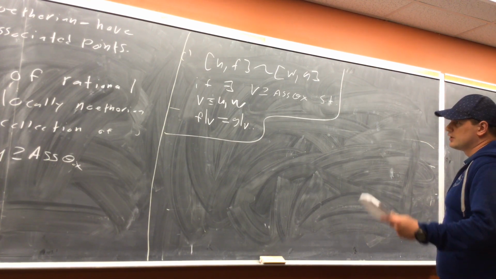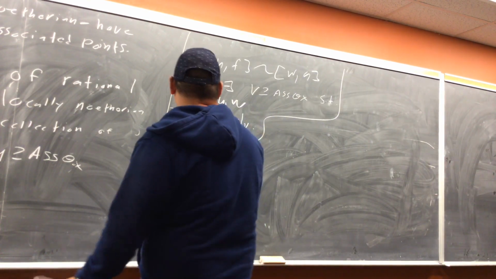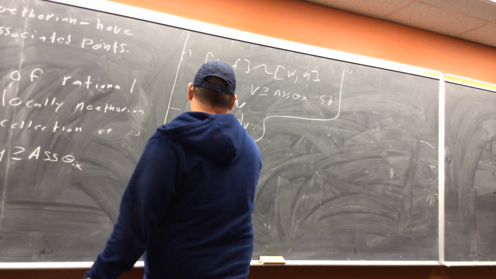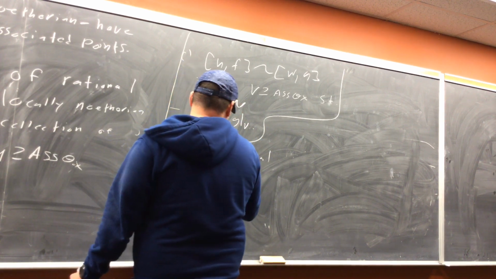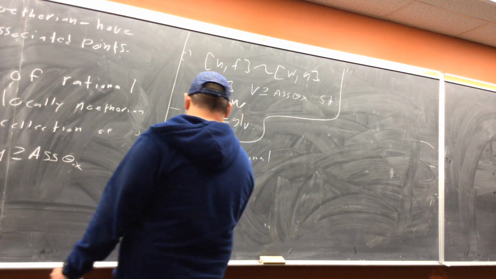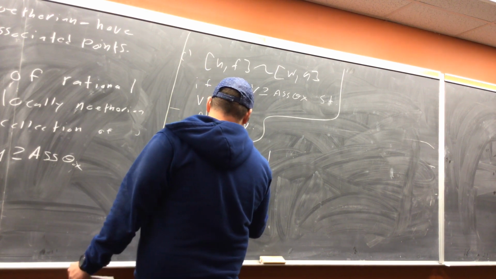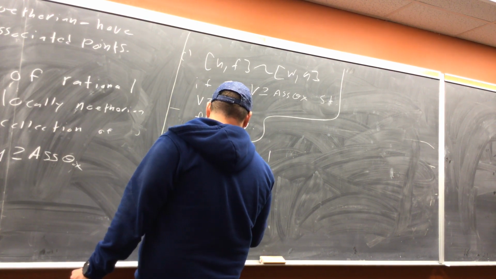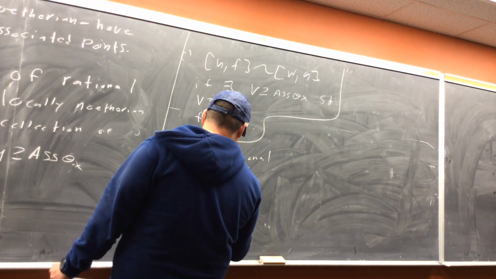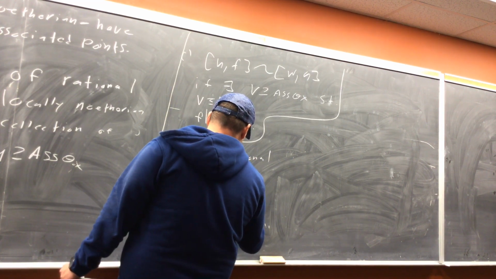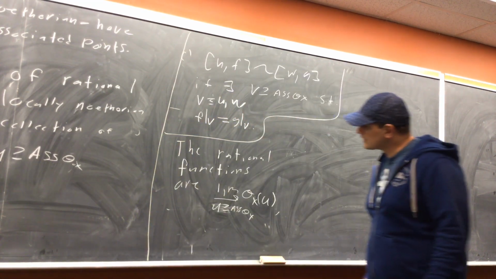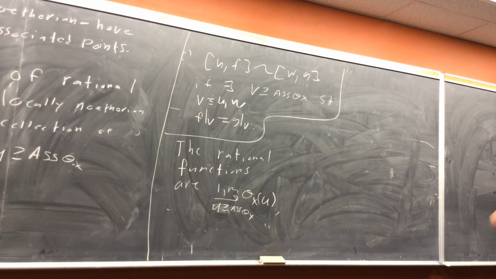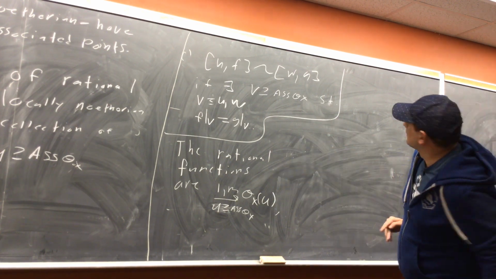Right. So if you want to be fancier, you could also say that it's the direct limit over all open sets containing the associated points. And then if you did the explicit construction of the direct limit, you would just obtain this definition here.